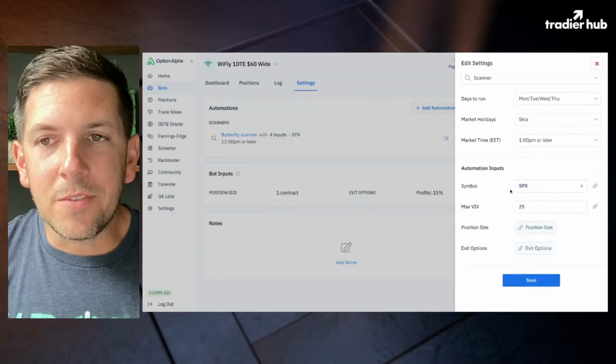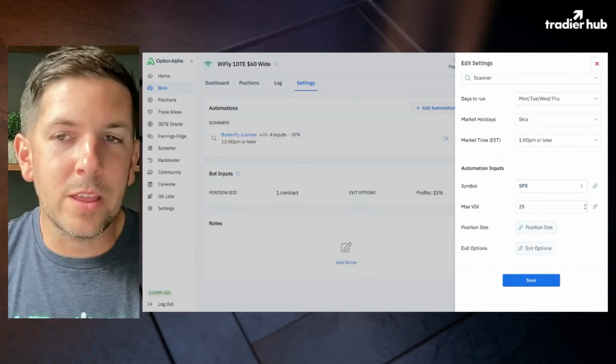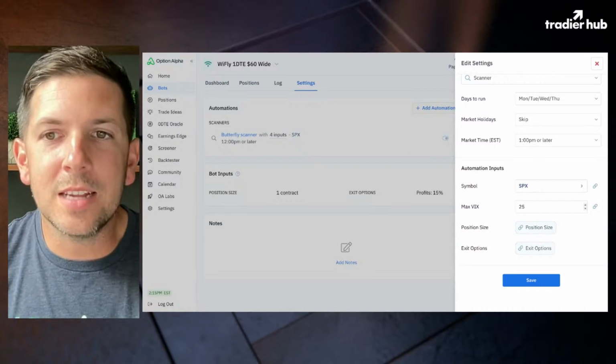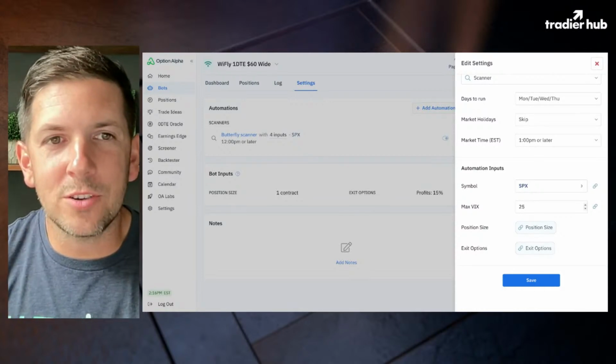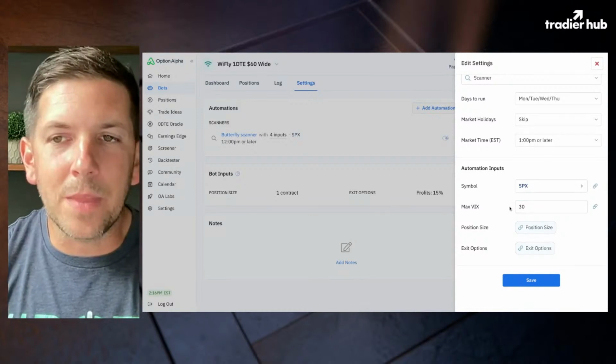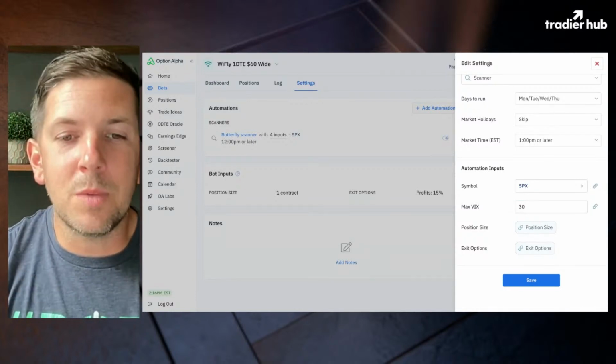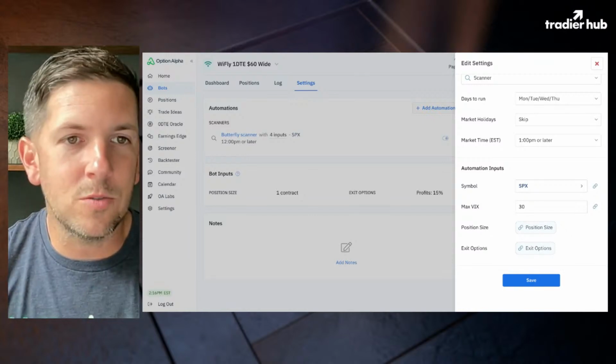The symbol you want is definitely SPX because that's what we're going to be trading. If you wanted to set a maximum VIX, the way that Jack has it built out in his is that there's a maximum VIX level that turns it off if volatility goes crazy. I would probably set mine a little bit higher. I'm not necessarily opposed to being 30 or 25 or whatever, but there is going to be a threshold where I say, look, the VIX is just too high.